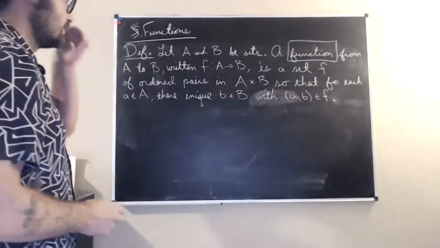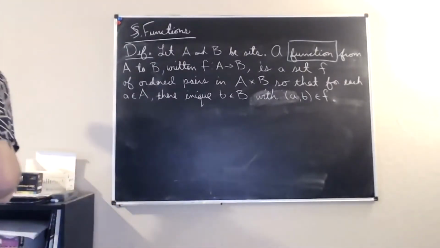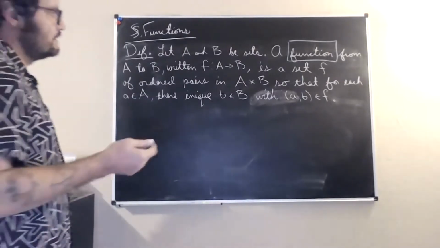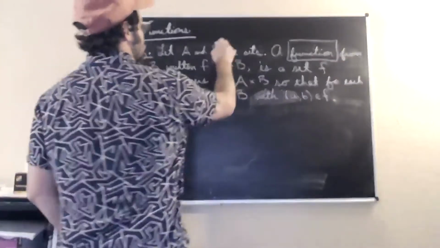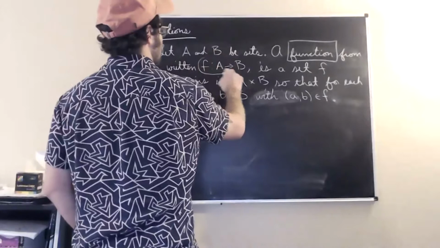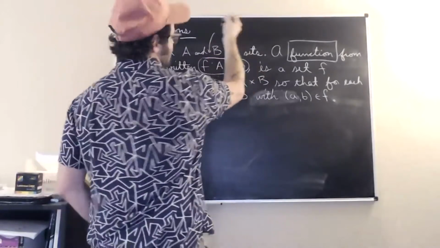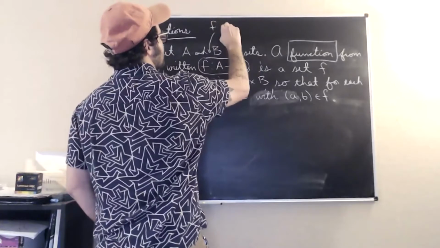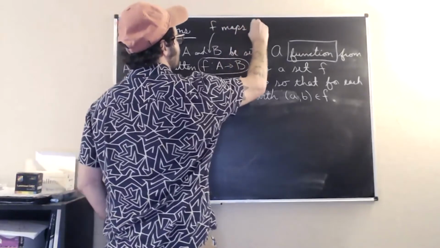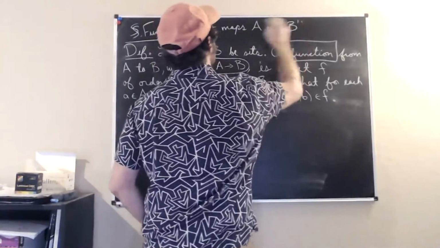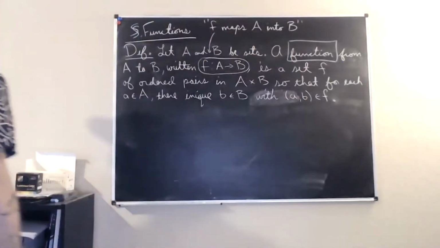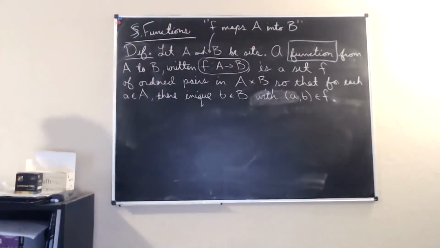Okay. So under this definition, we're also going to introduce the terminology. So we're going to also say that F maps A into B. Another way of writing that. Okay. All right.